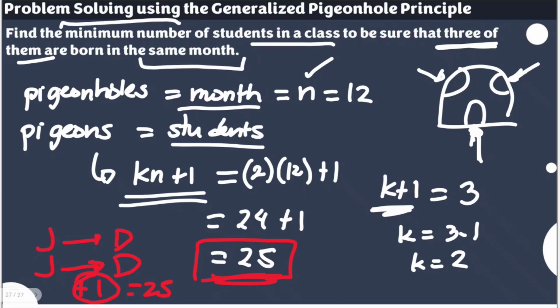So what is critical in solving problems using the generalized pigeonhole principle? First, identify the number of pigeonholes. Next, the target. Usually the target is expressed as your pigeons, kn plus 1, and then the statement that our target should meet, which is your k plus 1, to solve for your k. We will have another example for this to illustrate it better.